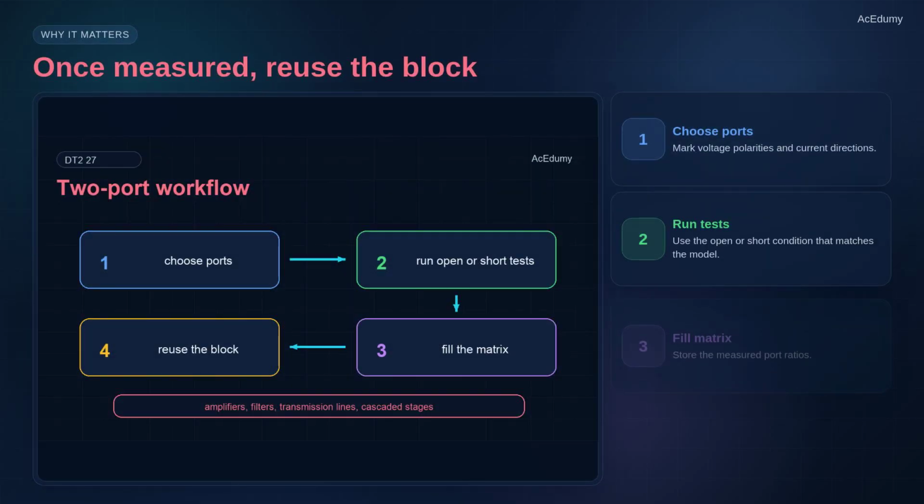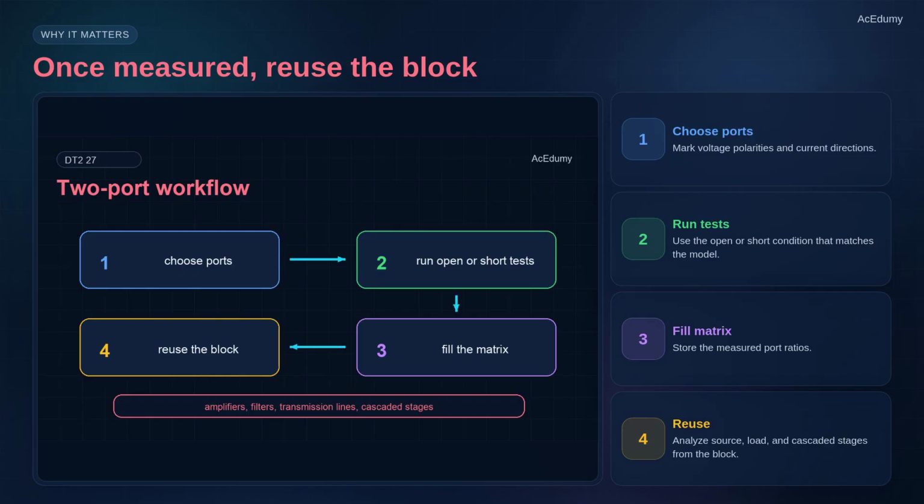The workflow is simple. Draw or simulate the circuit, choose the port convention, run the required open or short tests, fill the matrix, and then use the matrix instead of redrawing the inside every time. That is why two-port models are so useful in amplifiers, filters, transmission lines, and cascaded stages.